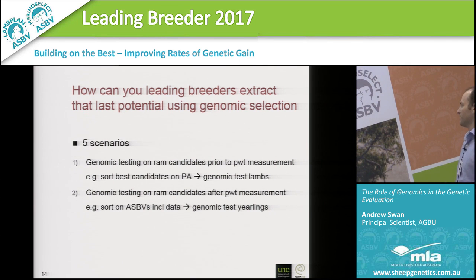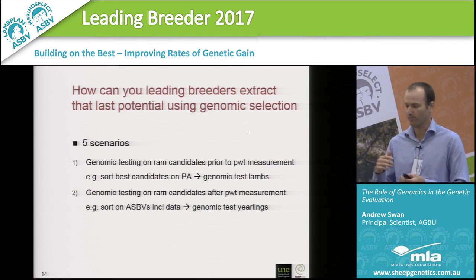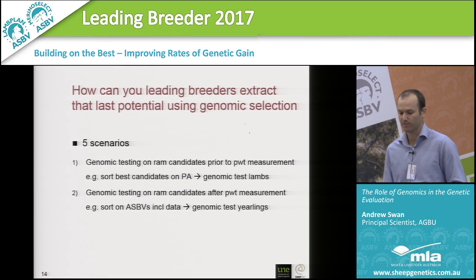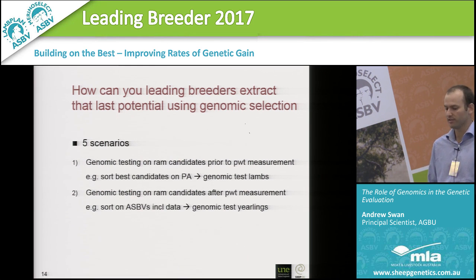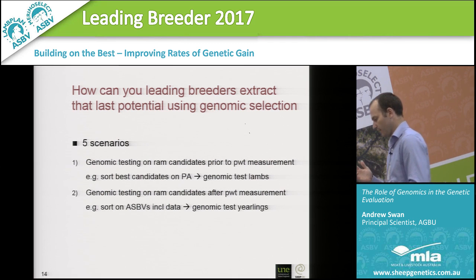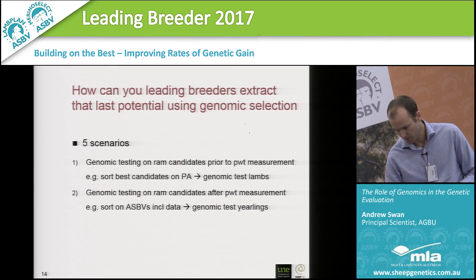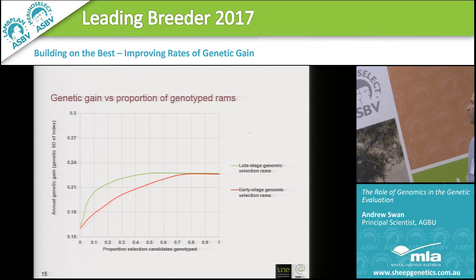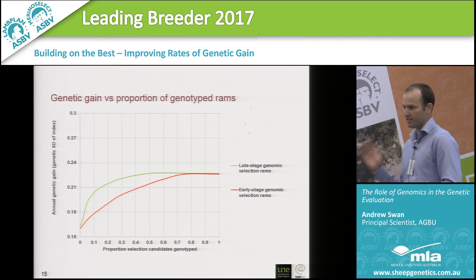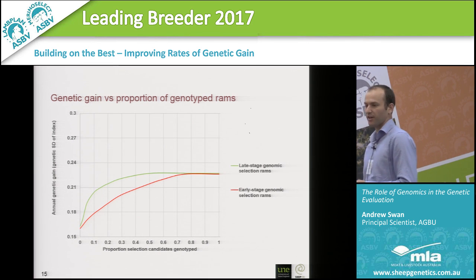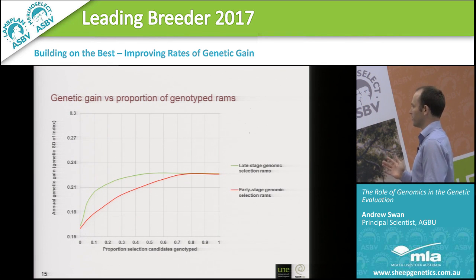Secondly, we did a genomic test and we sorted the ram candidates on the post-weaning measurement. So we sorted them on ASBVs, which included that measurement. So we genomic tested yearlings, and we're assuming that we did 18-month-old first matings. So what we have here on the y-axis is annual genetic gain, and on the x-axis is proportion of selection candidates genotyped. So if you genotyped 100% of them, you got 100% of the benefit.